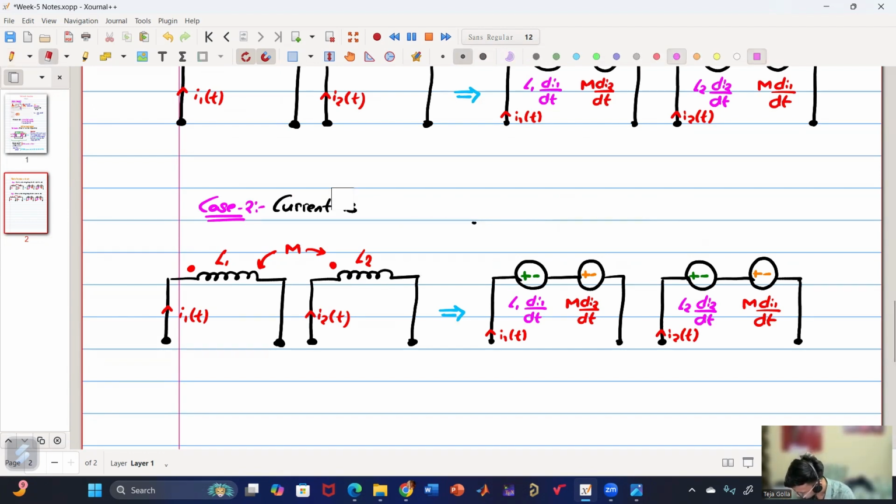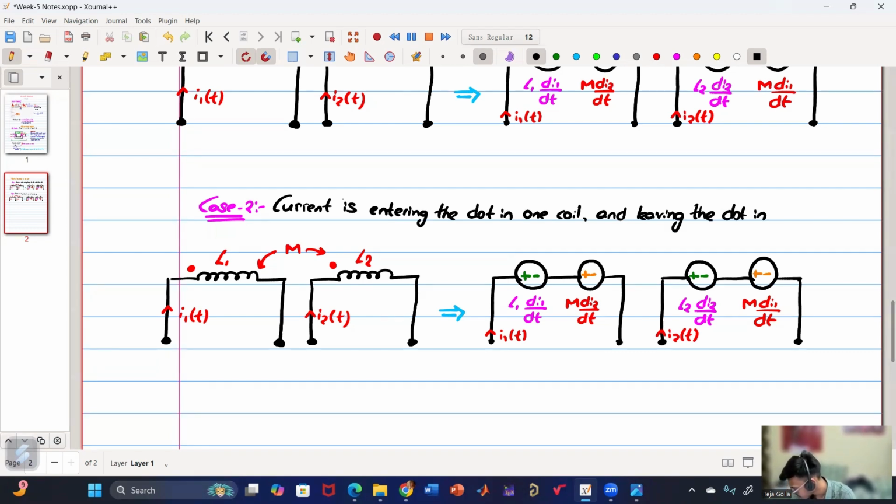So current is entering the dot in one coil and leaving the dot in the other coil. Current will be leaving, so the direction will be the other way. It will be like this. Now current is leaving the dot, which means entering the other terminal. So the current will leave like this. Okay, clear.